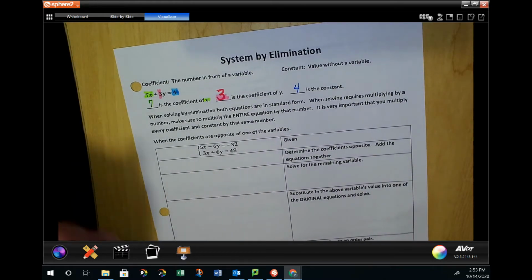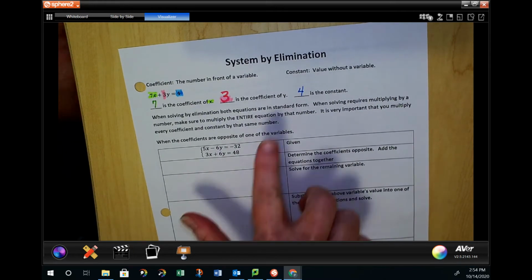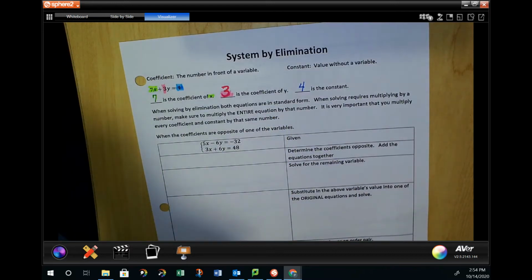And this is in standard form again. So in solving by elimination, both equations are going to be in standard form. That's one of the ways you know you want to do this, because both of them are going to be in standard form. And when you're solving, it requires that you multiply one or both of the equations.